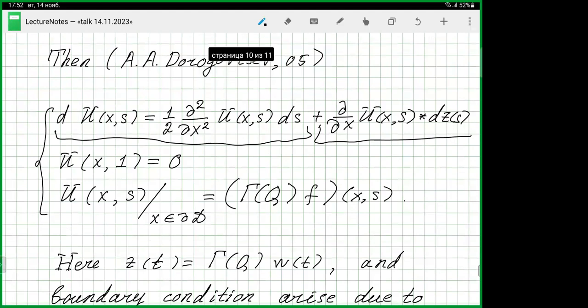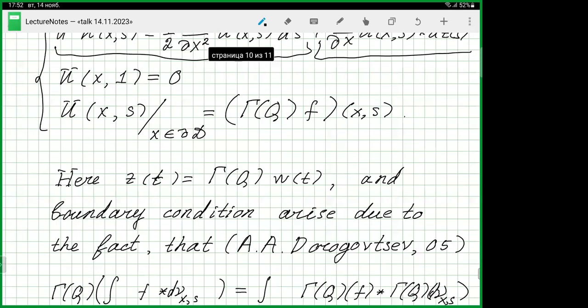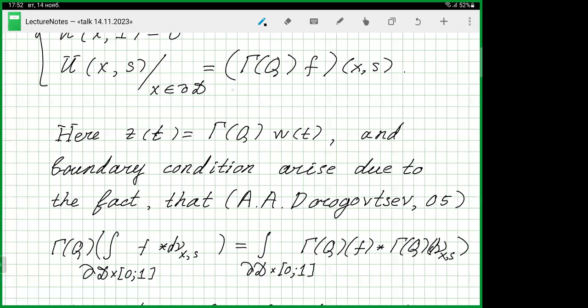And by the way, how do we get this boundary condition? It reflects a very nice fact, which was mentioned in my paper, that the operator of second quantization has a very good relationship with the Wick product. Actually, it commutes with the Wick product, with the extended stochastic integral. So one can proceed as follows, and actually we substitute this inside of us.